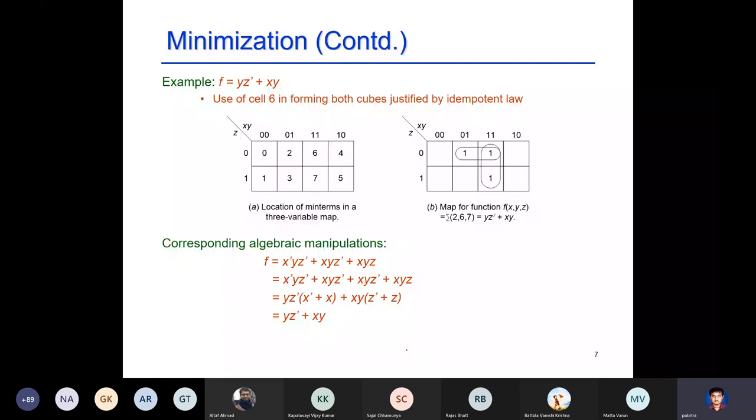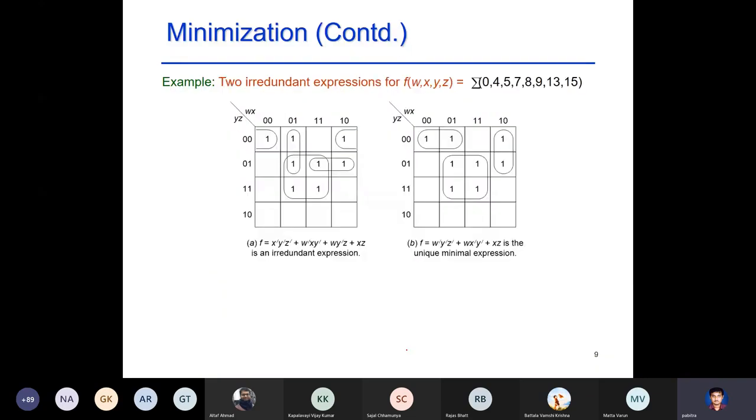One thing, by the way, note that there is not a unique way by which I can form these cubes. I can form cubes in different ways. For example, I can form a cube like this also. I can form a cube like this also. But there is no unique way.